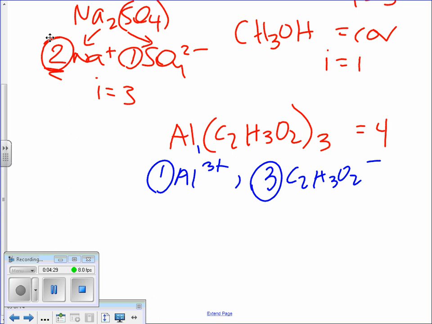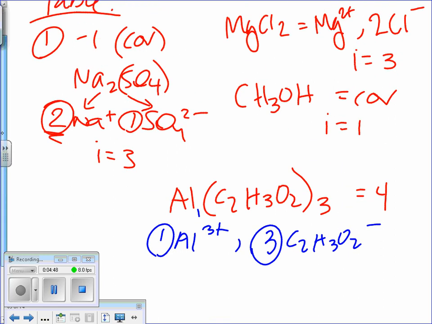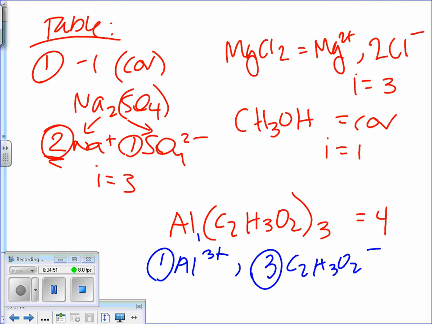Ready? Okay. And vapor pressure lowered, okay? So my thought is that if I know that something has a lot of particles in it, it's going to make a more significant change of that property. So of the couple that we've compared, aluminum acetate, sodium sulfate, methanol, magnesium chloride, and sucrose, which of those is going to have the greatest impact on freezing point depression? Who's going to cause the greatest delta T?